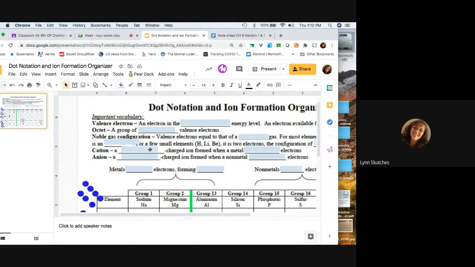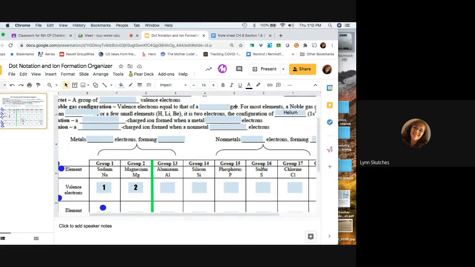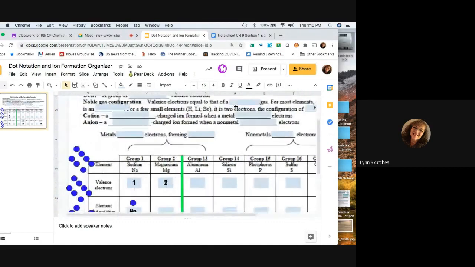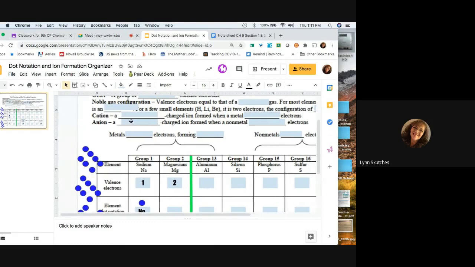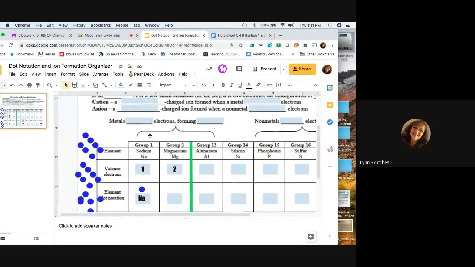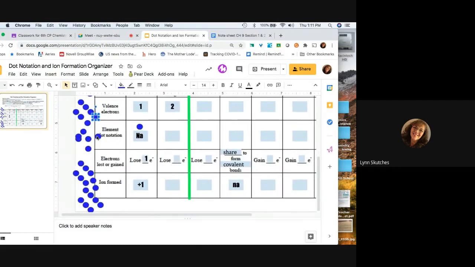Octet, that's 8 valence electrons. Noble gas configuration means the valence electrons equal that of a noble gas. Usually that's 8, an octet. But sometimes for little tiny elements, helium is as good as you get. So 1s2 is the configuration of helium. These next 3 lines you should be able to do. So what are you going to do for me for homework? You're going to use these little dots and move them around.